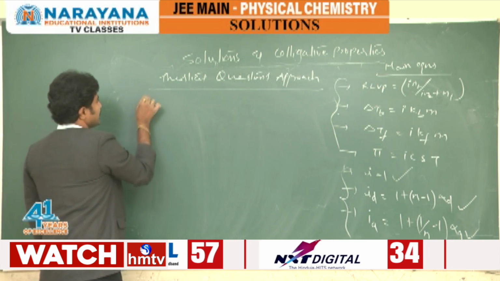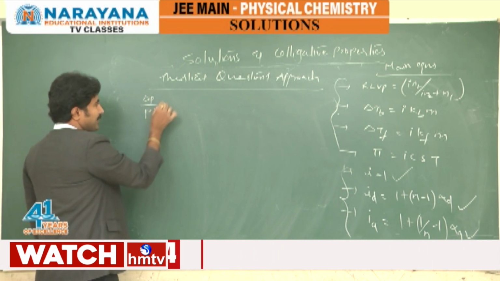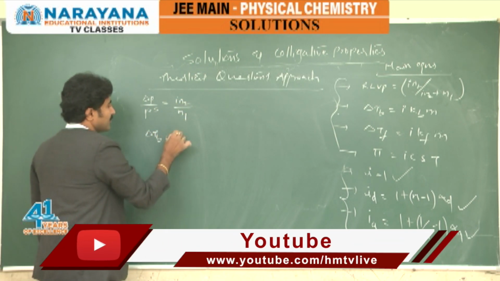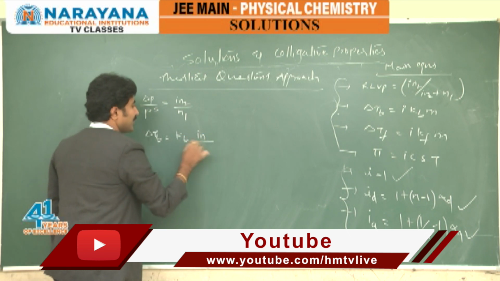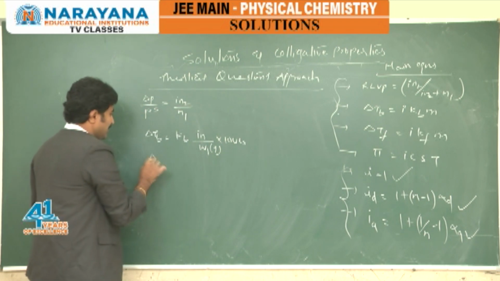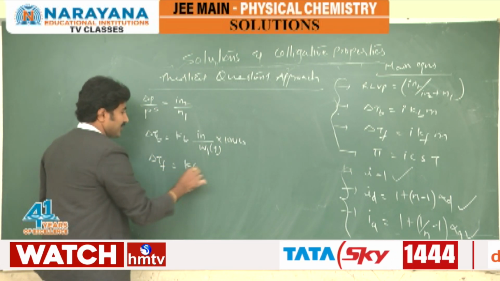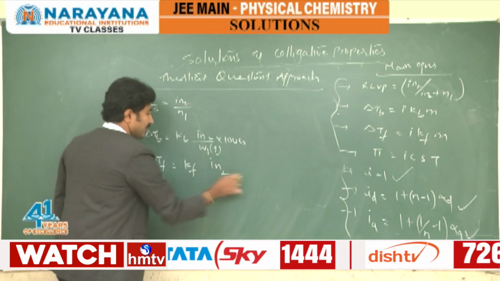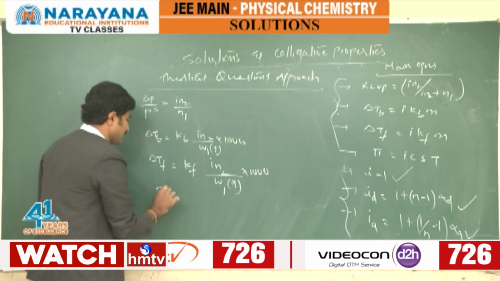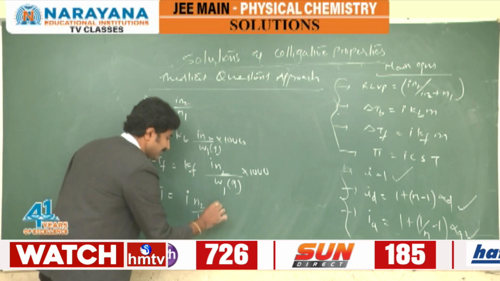So what is this? This is delta P by exact calculation only I am giving. This is PS is equal to iN2 by N1, and delta TB is equal to KB into iN2 by W1 in grams into 1000, and delta TF is equal to KF into iN2 by W1 in grams into 1000, and pi is equal to iCST, that is iN2 by V in liters into ST.